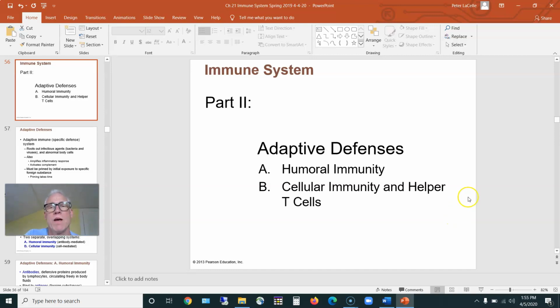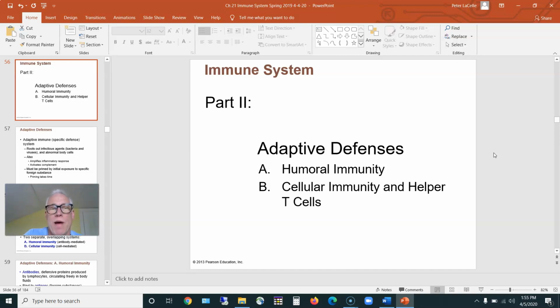Thanks for joining me. This is the second in a series on the immune system, chapter 21. And in the last session, we talked about the innate immune system or innate defenses, those that are the same all the time, always in place, very fast acting. And now we're going to begin the discussion of the adaptive defenses.